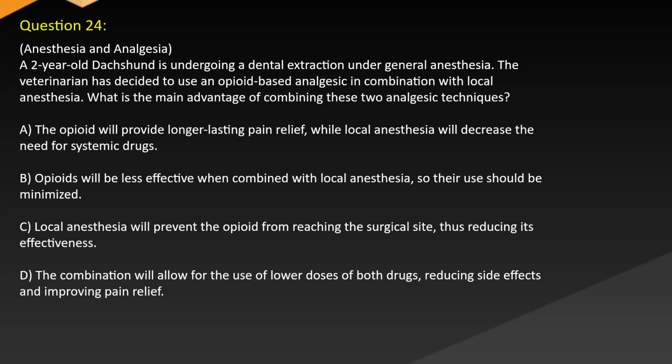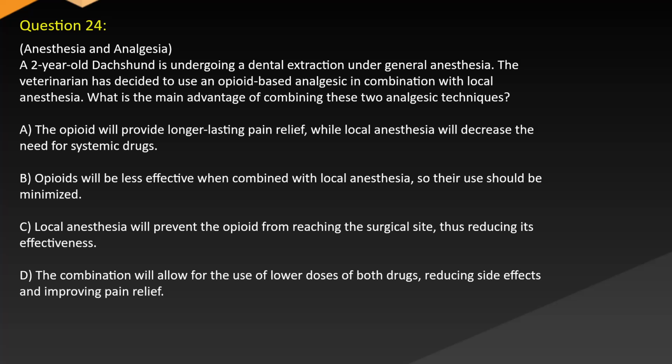Question 24. Anesthesia and analgesia. A 2-year-old Dachshund is undergoing a dental extraction under general anesthesia. The veterinarian has decided to use an opioid-based analgesic in combination with local anesthesia. What is the main advantage of combining these two analgesic techniques?